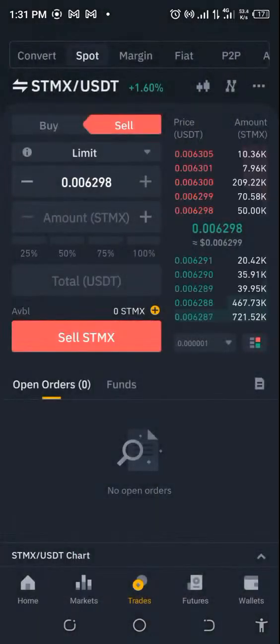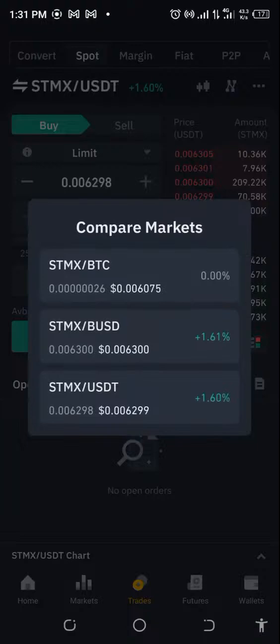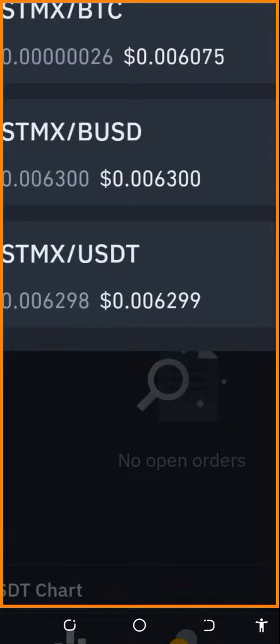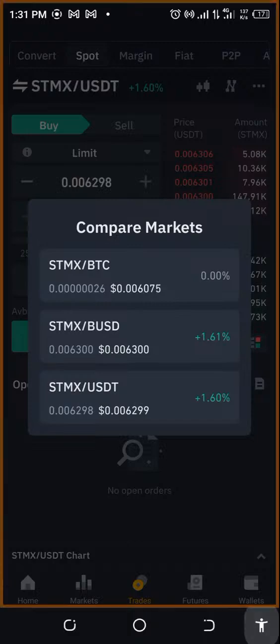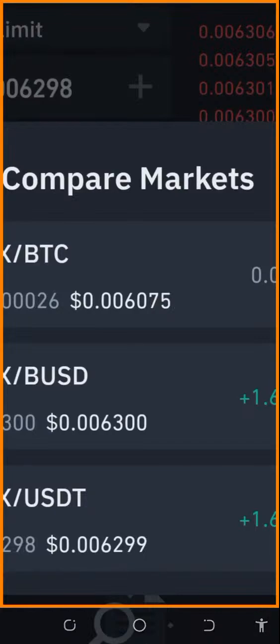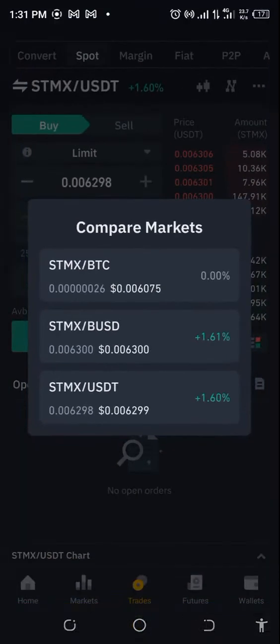Okay. And first of all, like I always say, the first thing you need to do is check and compare the markets to see what's going on there, see if there's any opportunity whatsoever. Okay. It looks like there's an opportunity here. So I'm going to try and see whether I can actually buy STMX with my BTC. So let's see the price. It's 0.006074, while on the others you can see the difference there.